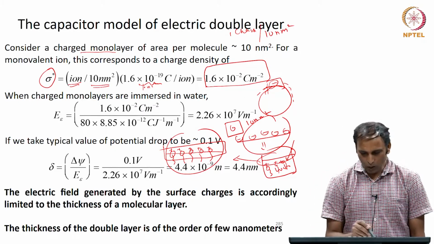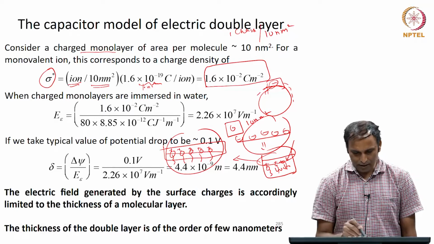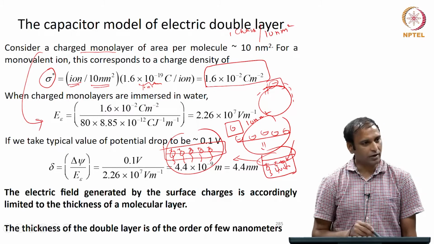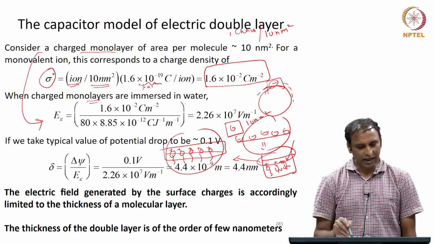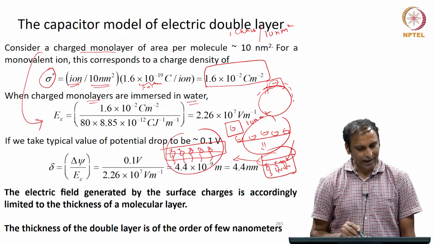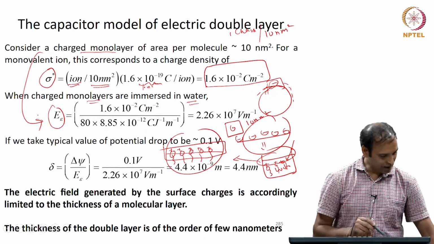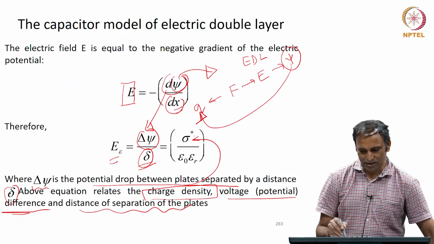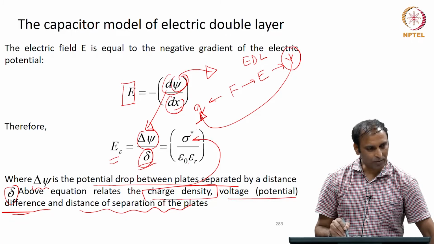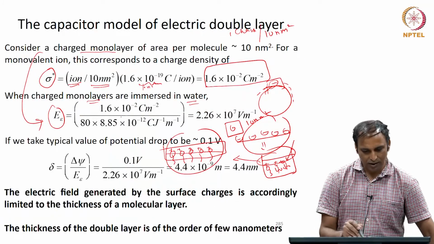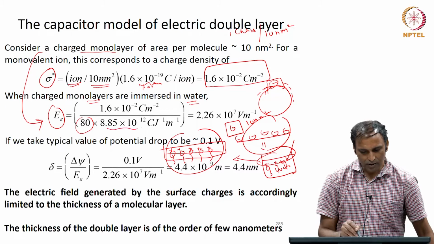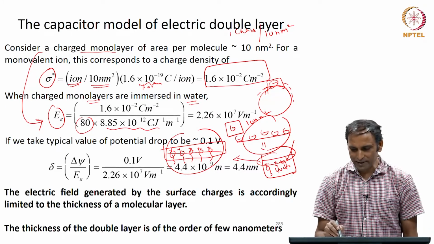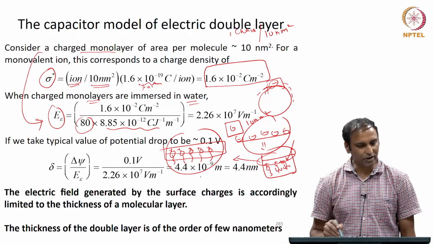Now, if I assume that this charged monolayer is immersed in water, then I can calculate what is epsilon s. We can go back to this expression. Epsilon s is essentially sigma star divided by epsilon naught epsilon r. I know sigma star, this is epsilon r, this is epsilon naught. So, I get the field epsilon s as 2.63 into 10 power 7 volt per meter.